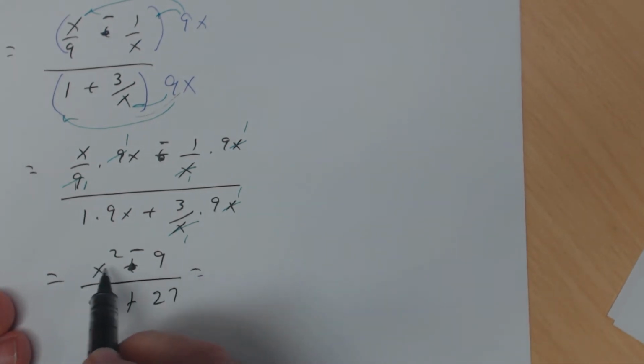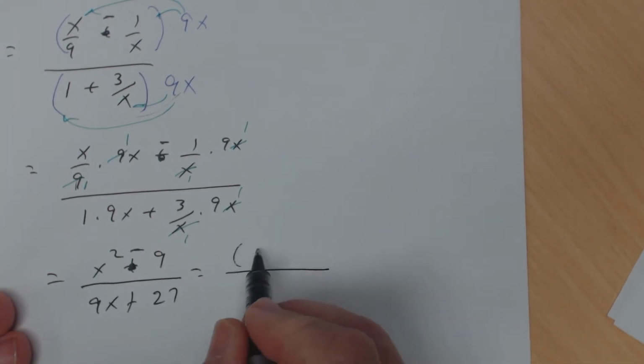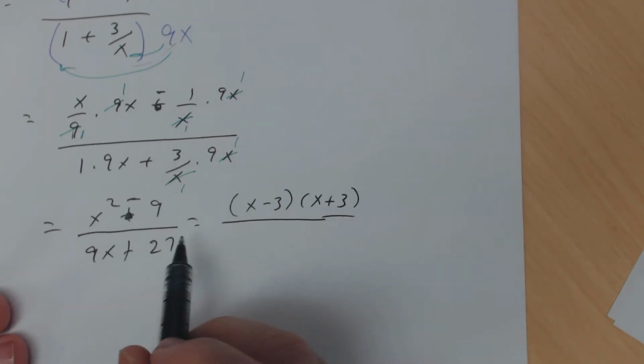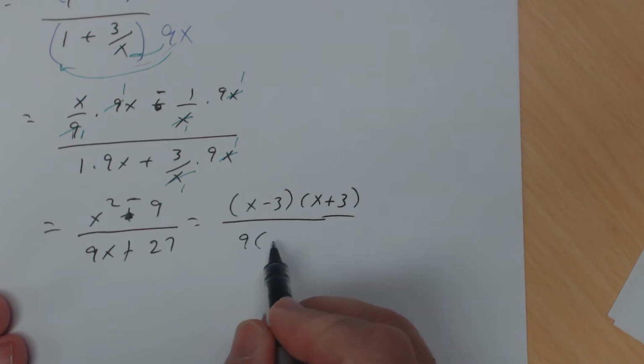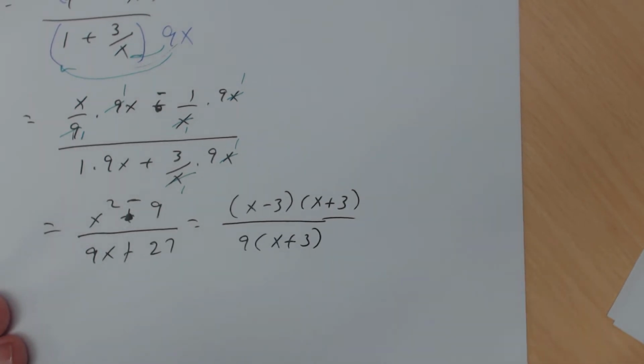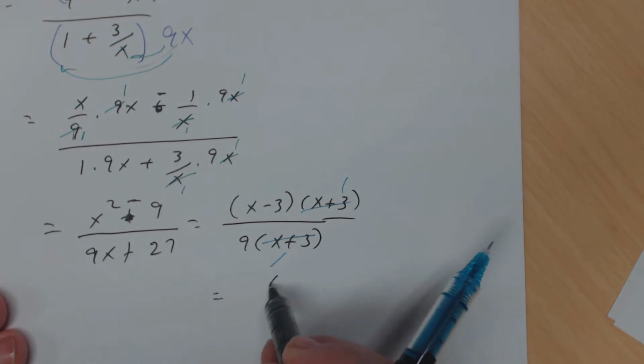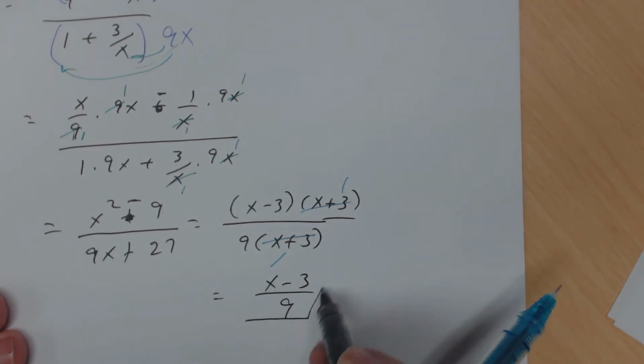Okay, now notice the numerator is a difference of two squares, so I'm going to factor x minus 3, x plus 3. The denominator I can factor out a 9, so that's 9 times x plus 3. And then finally reducing, these x plus 3's divide out, you're left with factors of 1. And so the answer is x minus 3 divided by 9.